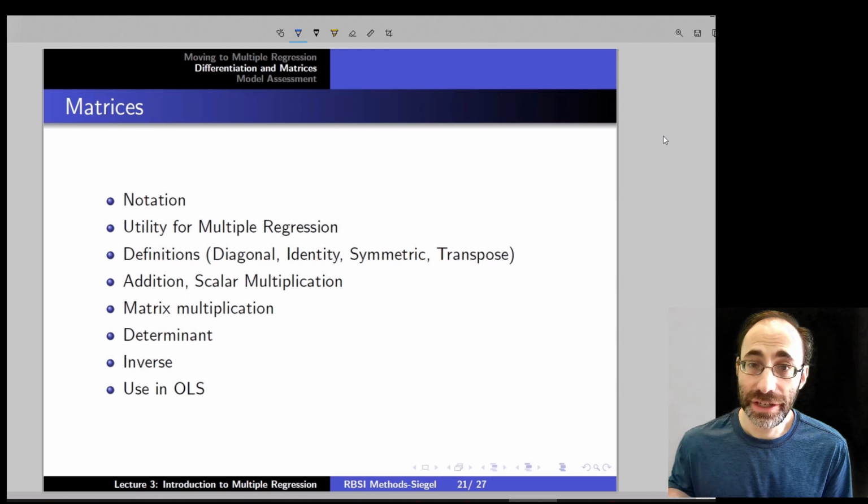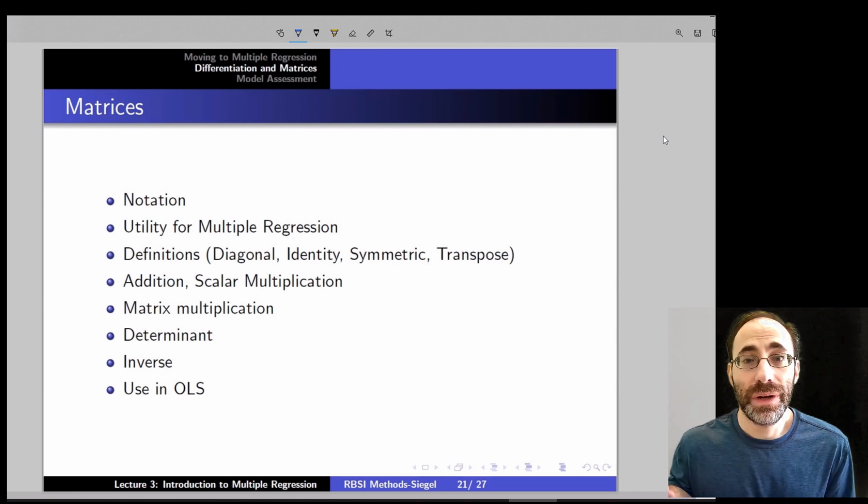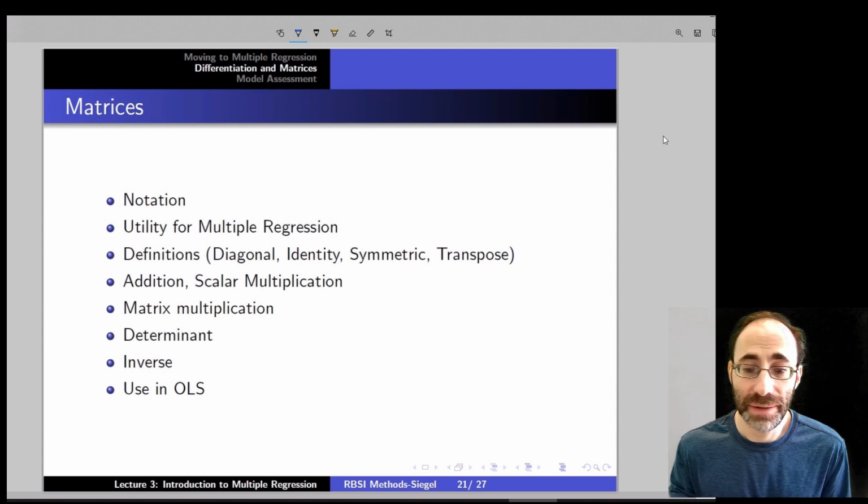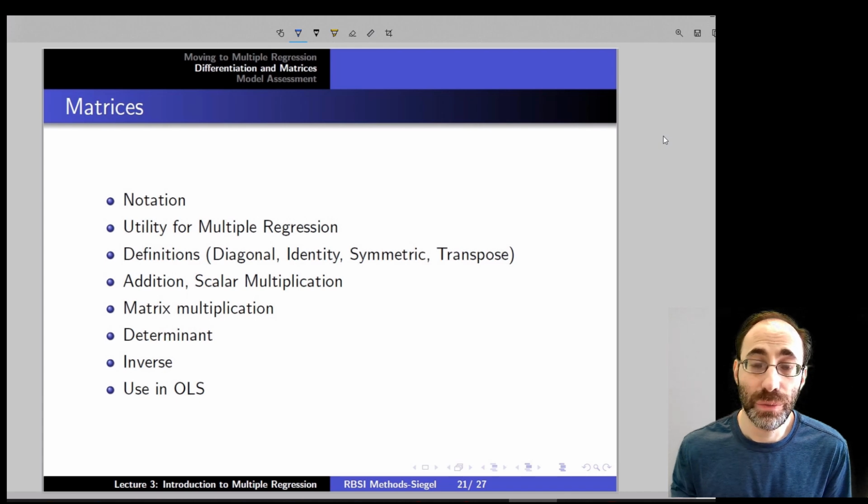In this module, we're going to continue some mathematical foundations focusing on matrices. We're going to highlight just a few major points about matrices, some definitions, some manipulations you can do with them, and mostly why we care about them in the first place in the context of multiple regression.